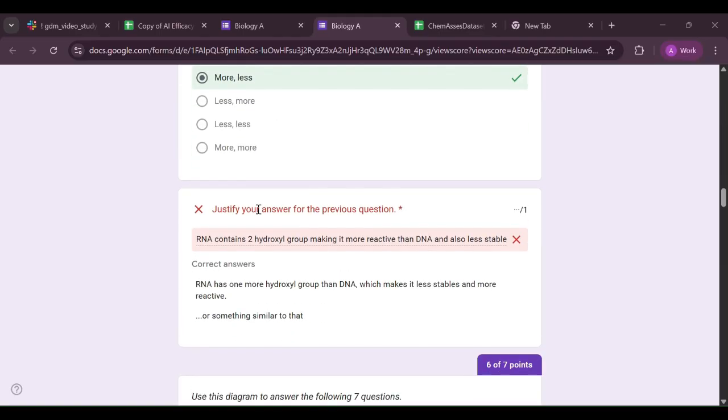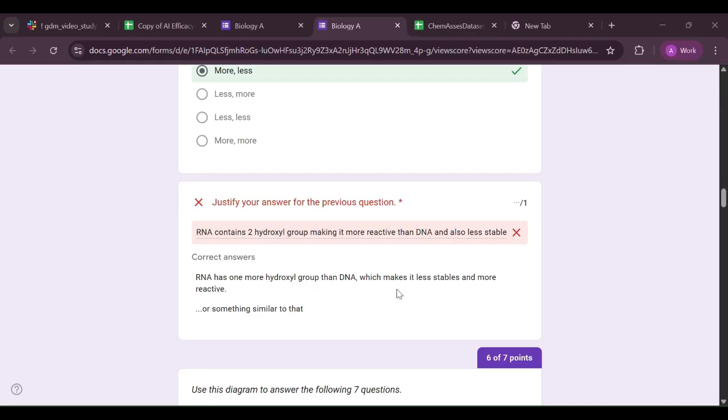So to justify our answer for the previous question, I have written that RNA contains two hydroxyl groups, making it more reactive than DNA and also less stable. But yeah, it is somewhat incorrect. Actually, RNA contains three hydroxyl groups, which is two more than DNA. Sorry, one more than DNA. Therefore, the correct answer is RNA has one more hydroxyl group than DNA, which makes it less stable and more reactive. So I have written it somewhat incorrectly here.